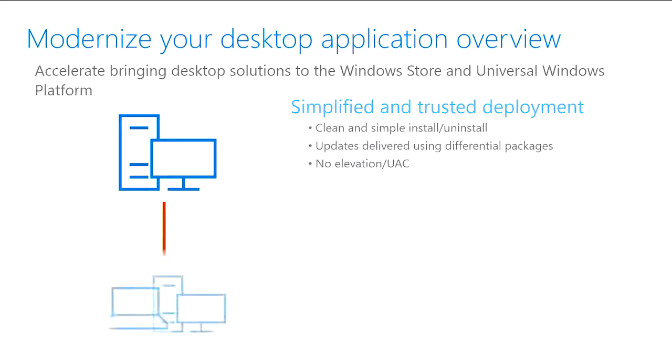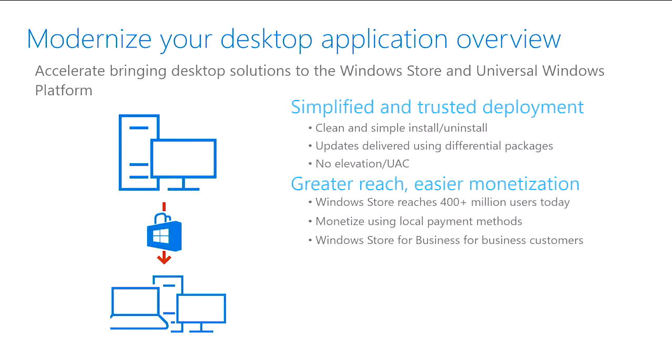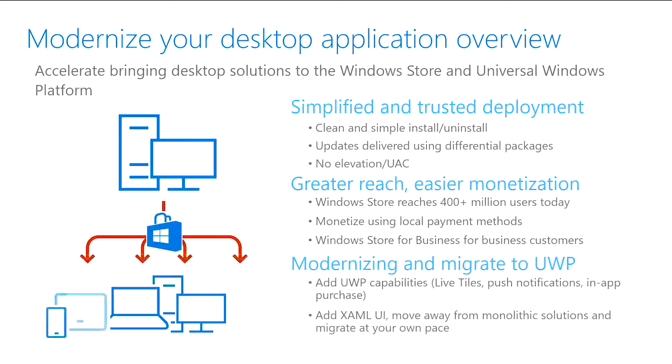You can distribute your application through the Windows Store or through the Windows Store for Business. You can target 400 million users in 240 different markets. You can also add new Windows 10 APIs to your current application, such as integration with Cortana, Windows Hello, push notifications, live tiles, and many others. I encourage you to learn more about this technology called the Desktop Bridge, and I'm going to add a reference at the end of this presentation.